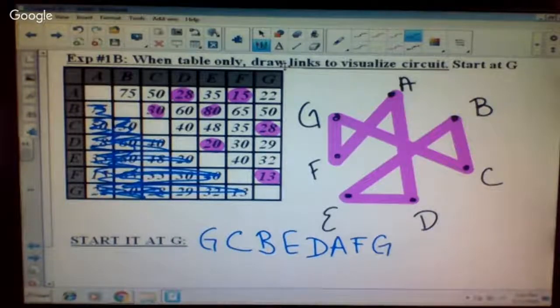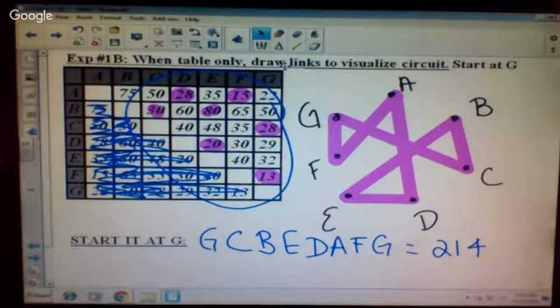Okay, you could have written that backwards. G to F to A to D to E to B to C to G. It doesn't matter. The last thing you want to do now is go back and count up all those numbers that you highlighted or circled or whatever you did. 214. And you should end up with 214 because guess what? That chart is the same thing as the graph that we just did.